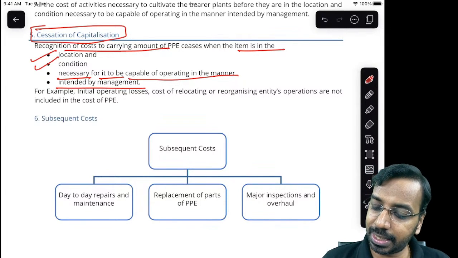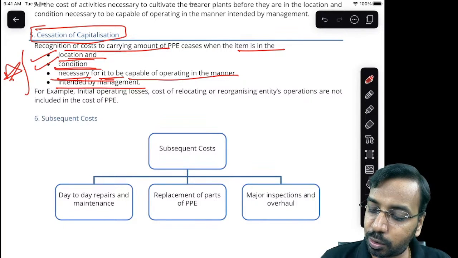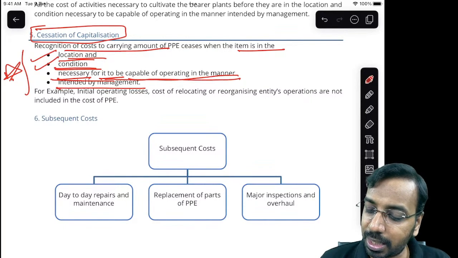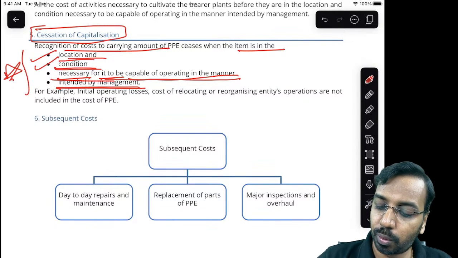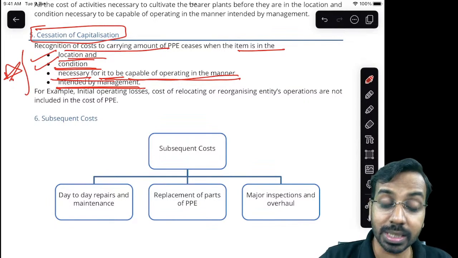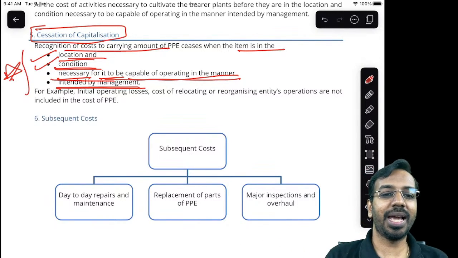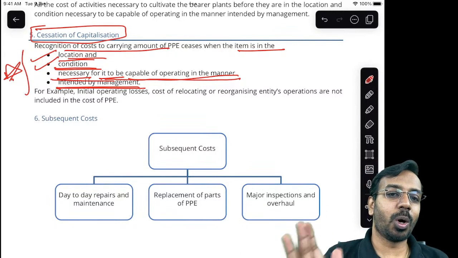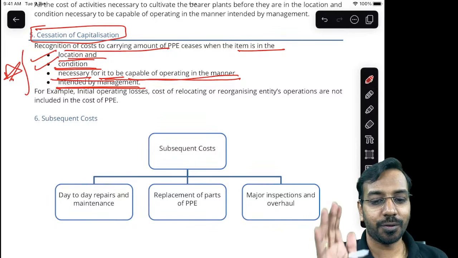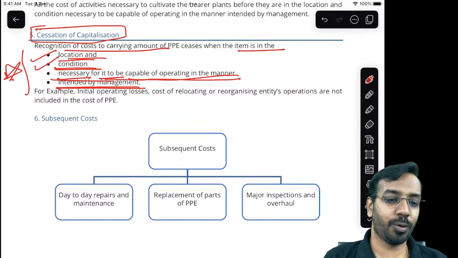Okay. So once it is in the location and condition, these are very key terms, you need to keep in mind. Location and condition necessary for it to be capable of operating in the manner as intended by the management, then in that case you will consider the cost after it is ready. We call it ready to use. In simple terms, we say once it is ready for use. So once it is ready for use, after that you will not include the cost in property, plant and equipment.